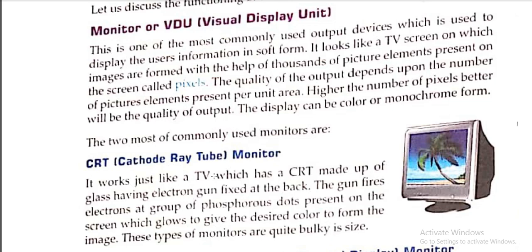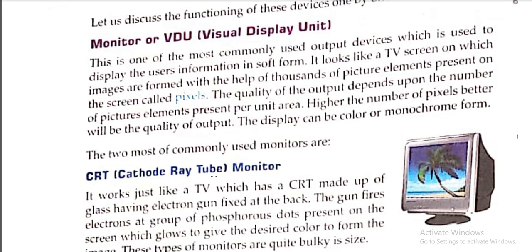It looks like a TV screen on which images are formed with the help of thousands of picture elements present on the screen, called pixels. Now let me explain what pixels are. Basically, pixels are small dots, small points of RGB, red, green and blue. The combination of red, green and blue is called a pixel. So these are the small dots.